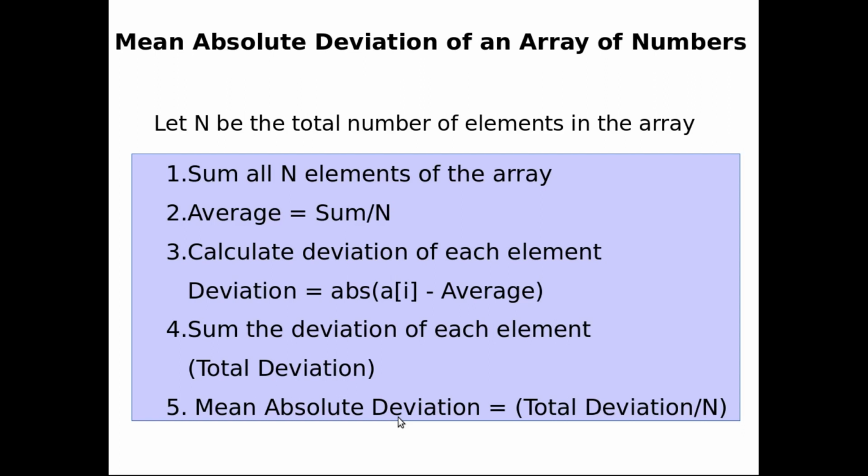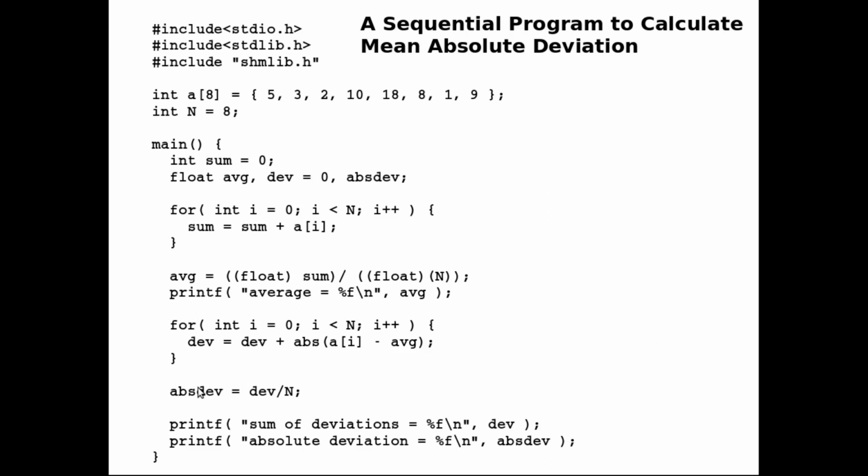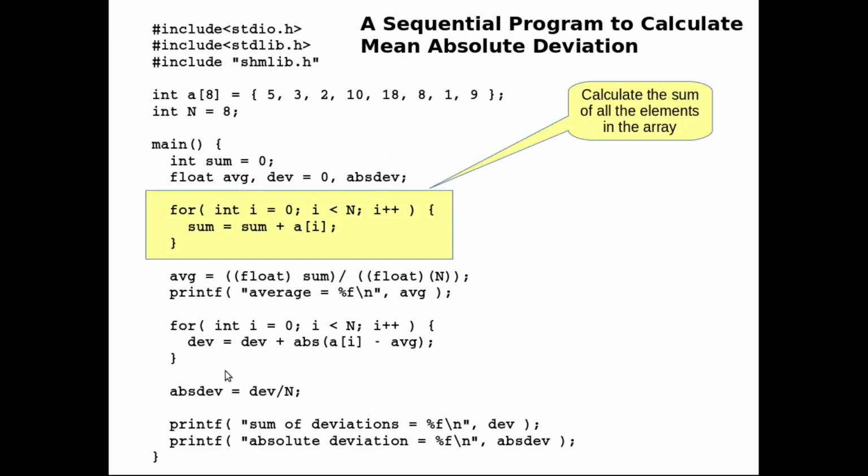So now if we want to write a program to calculate the mean absolute deviation, these steps have to be implemented in the program, and we can write a sequential program to do this calculation. And the sequential program may look something like this. So in this sequential program, we are first adding up all the elements of the array. We are calculating the sum. Then we calculate the average. Sum divided by total number of elements gives us the average.